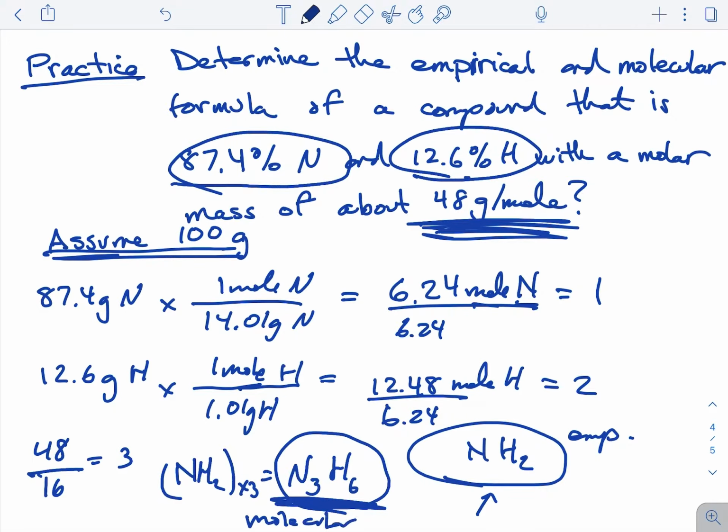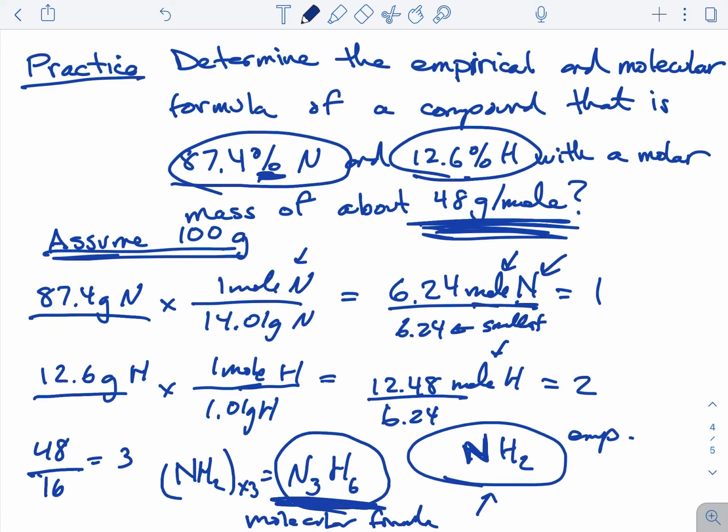Okay. So just one more time, the way you solve these is you take, in the case of percentages, you assume 100 grams. So that gives you that many grams of each of them. You change grams into moles. That gives you the number of moles. And then you divide by the smallest value, and that is how you get that into a ratio. Here the ratio is 1 to 2. So our empirical formula is NH2. Notice that the 1 goes with the N, and that's why I kept writing that down.